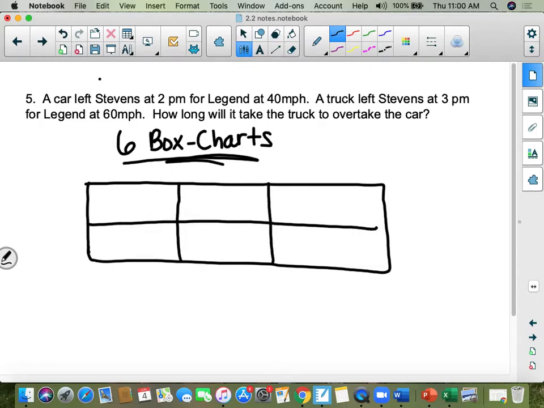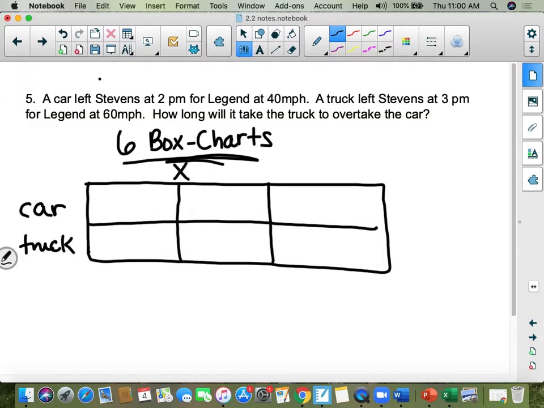I think you got about 6 of these to do for your homework, so you definitely need to know how to do this. If you had me last year in Algebra 2, I taught you these 6 box charts. So, okay, over here you have to label what you're talking about. We're talking about a car and a truck.